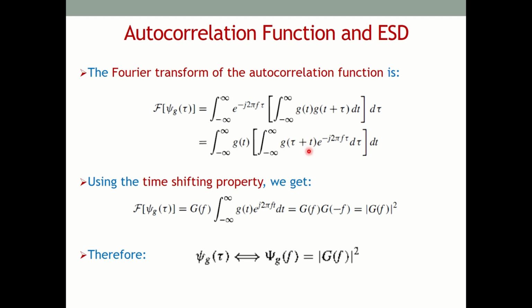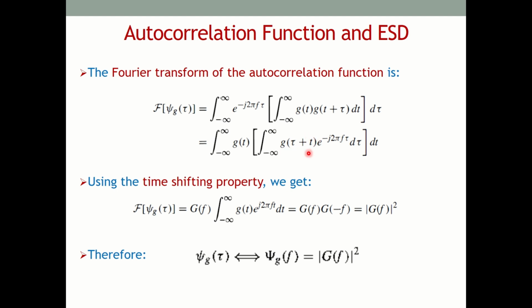Due to the shift, by using the time shifting property, this term inside the bracket can be written as G(f), and due to the time shift, we have e to the power j2πft. So the exponential term that is multiplied due to the time shift appears here. I repeat, this whole expression is the Fourier transform of g(tau plus t). So it's a shifted version of g(tau).